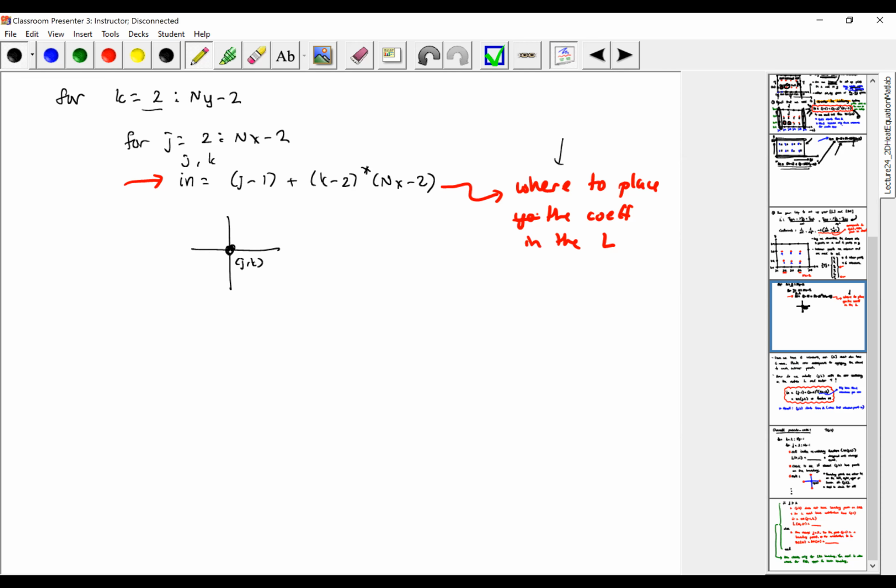We know that the point j k will correspond to the main diagonal because your j and k will always give you the main diagonal, correct? It is always your middle point. It is always this point over here.